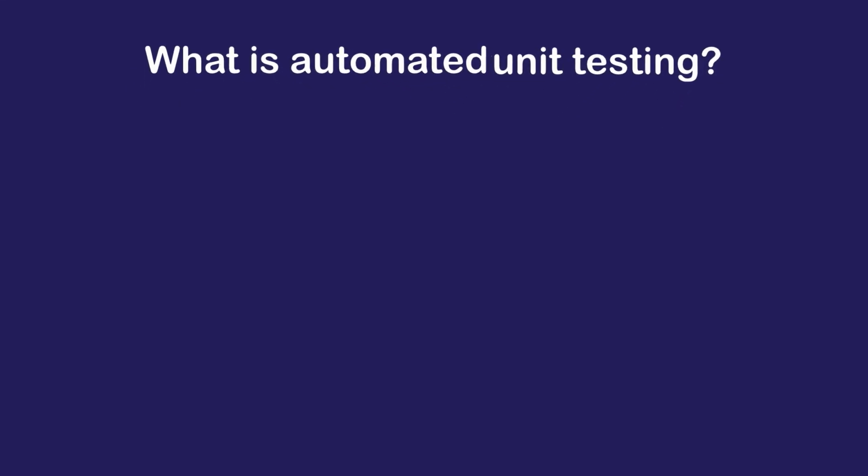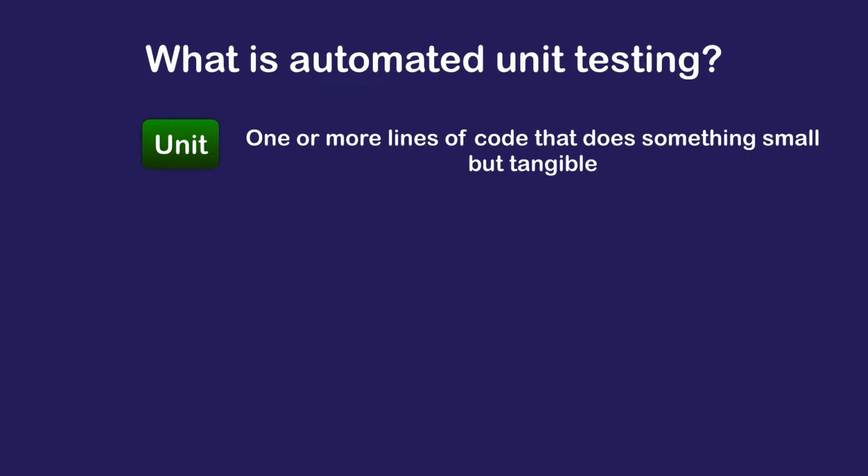Let's first understand what is a unit. The term unit is very subjective, so it means different things to different people. In the context of testing, I like to think of a unit as one or more lines of code that does something small but tangible to move towards achieving the end goal of the program. What do I mean by this? Let's look at an example of a very simple calculator program.